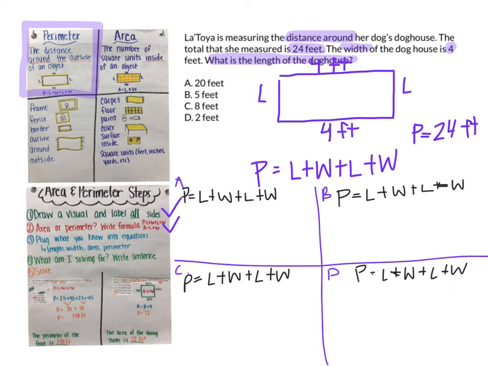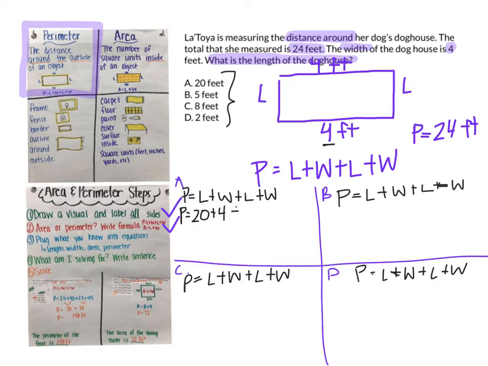So for each of my answer choices, I already know my width. So for width, I'm going to plug in 4 for all of my answer choices. Our length is what we're solving for. So our length, that's what's going to change, and we're going to use our answer choices to plug in the length and solve to see which dimensions add up to give us a perimeter of 24 feet. So first, looking at answer choice A. Our length for answer choice A is going to be 20 feet. And our width, we already know, is 4.